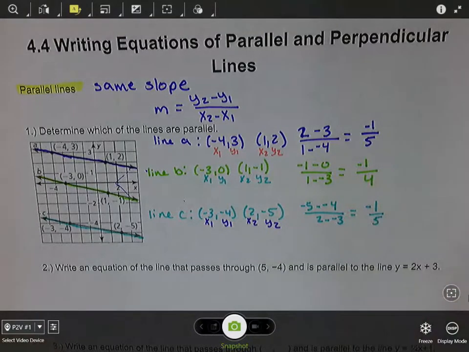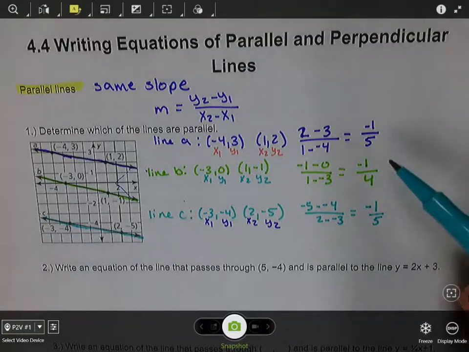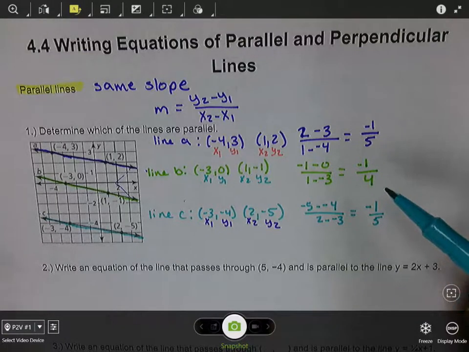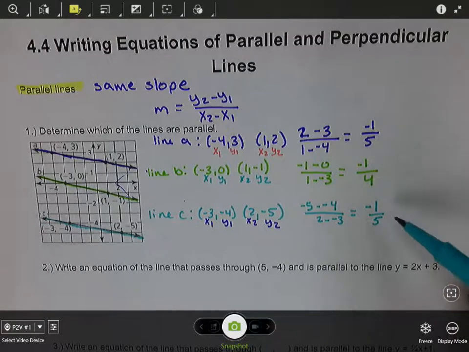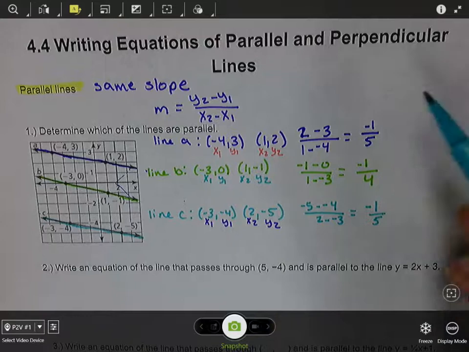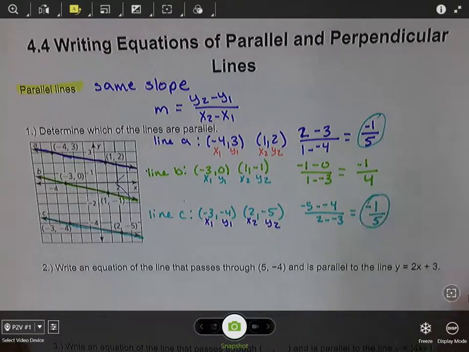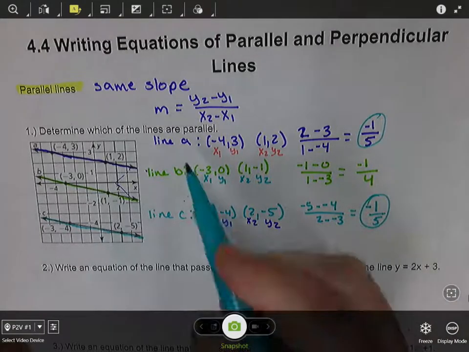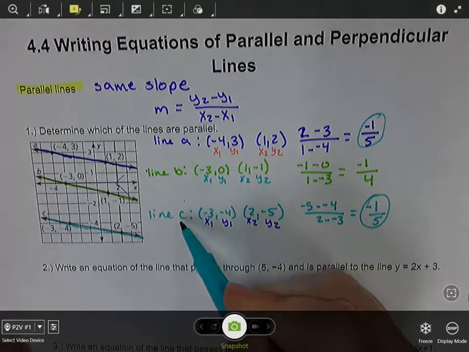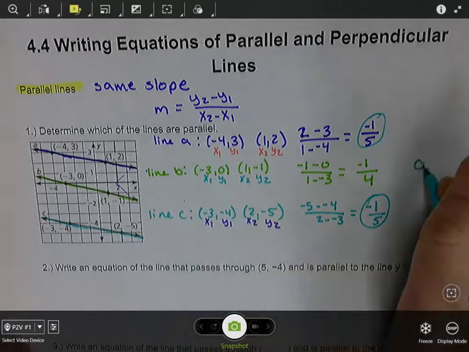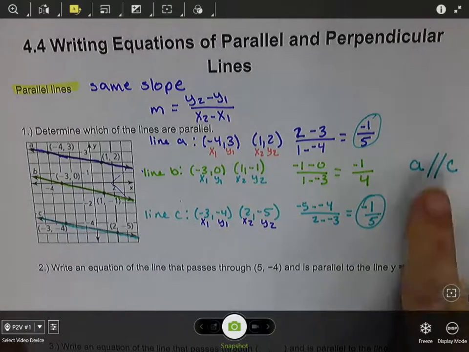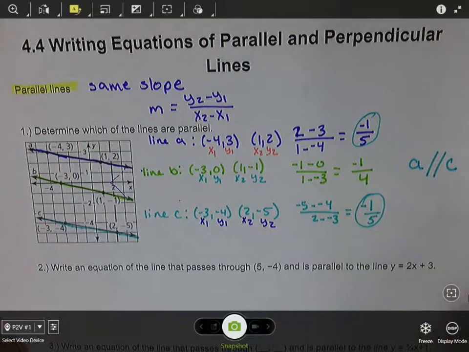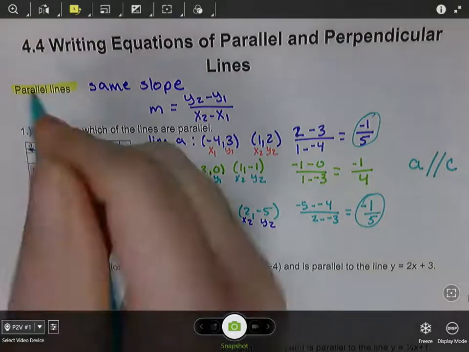Okay. All right, so then in order to determine if they're parallel or not, you need to look and see which ones have the same slope. The same slope means the same number. Okay, so we got negative 1/5, negative 1/4, and negative 1/5. Obviously, you can see that these two are the same, so those two lines are parallel. So that would be line A and line C. So we would say that line A is parallel to line C. Okay? And then you can use that symbol to represent parallel. Okay? So for parallel lines, we use this symbol.